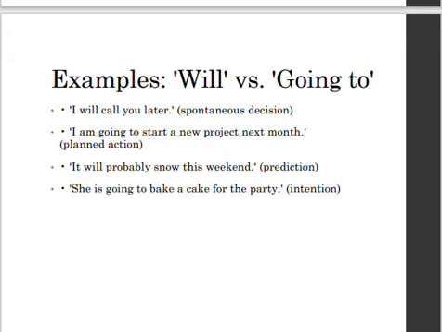In summary, remember to use will for spontaneous decisions and predictions not based on evidence. Use going to for plans that have already been decided or when there's evidence that something will happen.